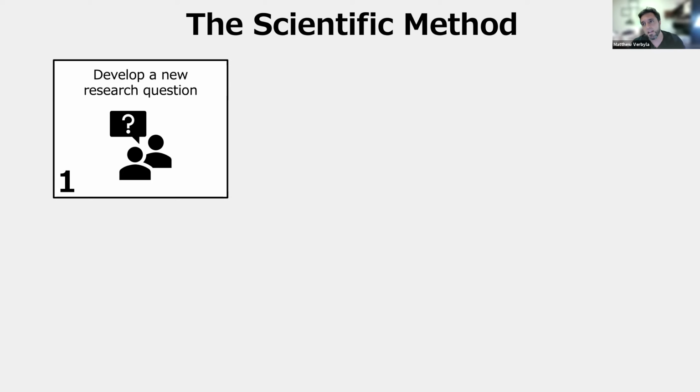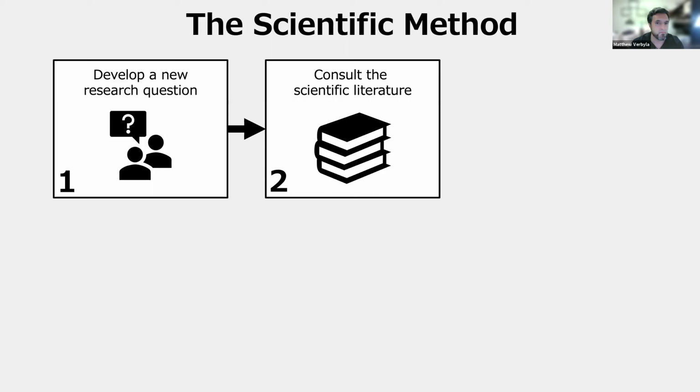All right, so in the scientific method, the first step is that you develop a new question, a new research question. Why does this happen? Or, what is the cause of this phenomenon, right? The second step in the scientific method is to consult the scientific literature. So you start reading articles about what other people have found about this issue, about this question that I have.